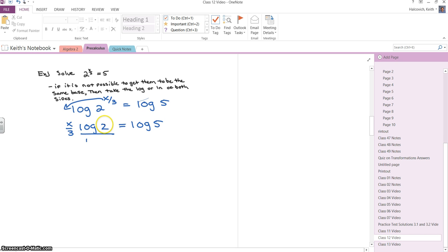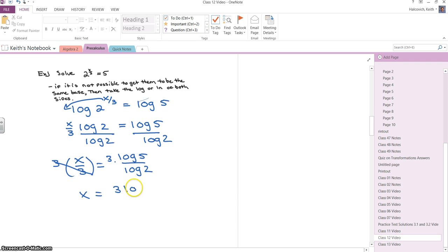Then we can divide by log 2 to isolate. So we get x over 3 is equal to log 5 divided by log 2. We want to get the x by itself. So we multiply both sides by 3. So we get x equals 3 log 5 over log 2.